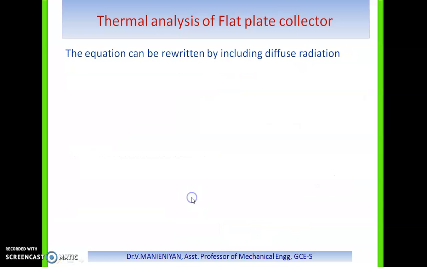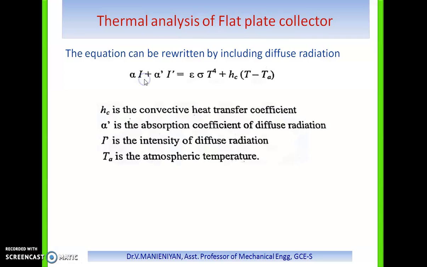Further, the equation can be rewritten to include the diffuse radiation, like this. Here Hc is the convective heat transfer coefficient, alpha is the absorption coefficient for the diffuse radiation, I is the intensity of the diffuse radiation, and T is the atmospheric temperature. This equation is valid for a perfectly insulated collector, so conduction losses are considered negligible.